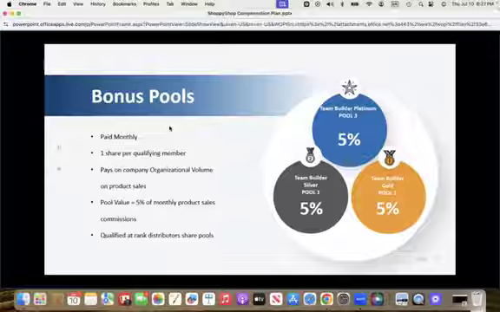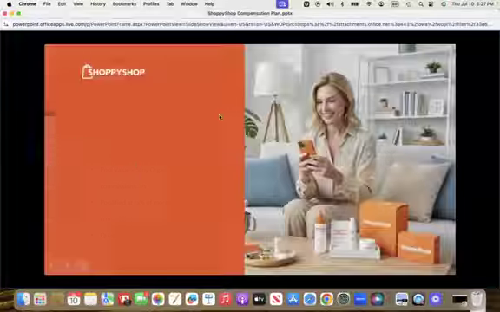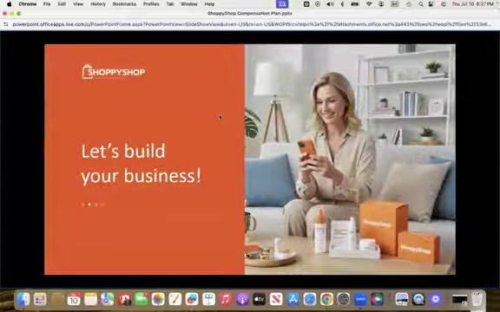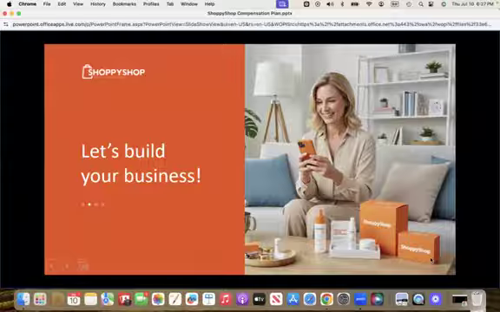All right, a couple other things. Qualified at rank, distributors share the pools. I just talked about that. Just wanted to read the slides to make sure I was hitting everything. Next slide, please. Okay, that's it. That's our compensation plan. It's really simple. It's simple to explain. I know I went into detail about a bunch of things, but I really wanted to point out a little more in depth how these bonuses work.